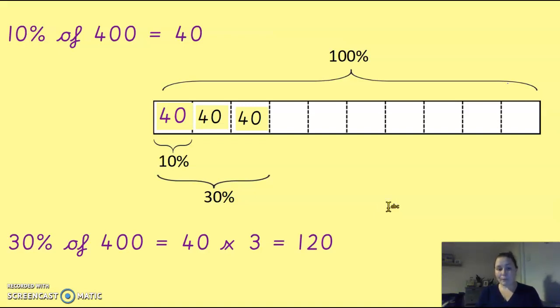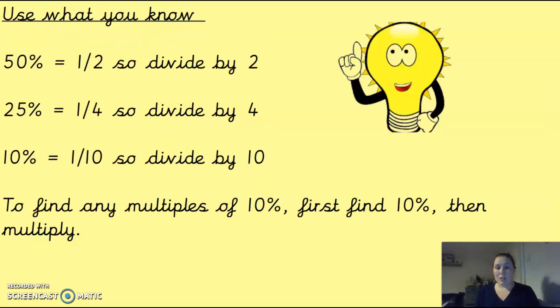So before you go off and try this independently, let's recap. When you look at your questions, you just have to use what you know. So 50% equals a half, and therefore you will divide by 2. 25% is the same as a quarter, therefore to find it, you divide by 4. 10% is the same as a tenth, so to find it, you divide by 10. You might want to copy these down to help you. If you think you're going to forget it, why not make yourself some notes while you're listening to me that will help you in your independent activity.